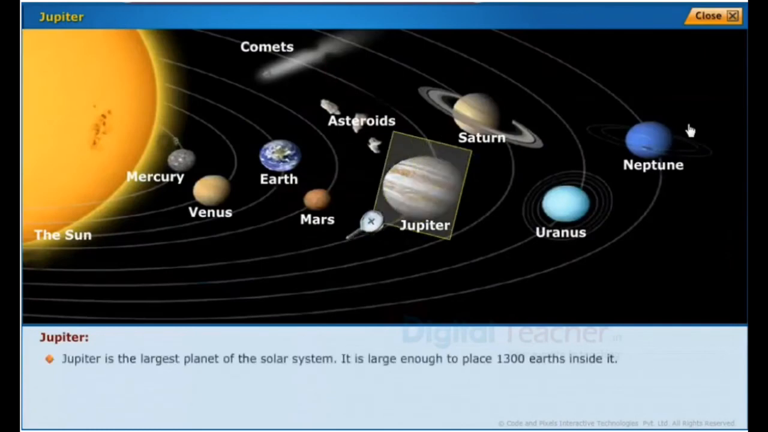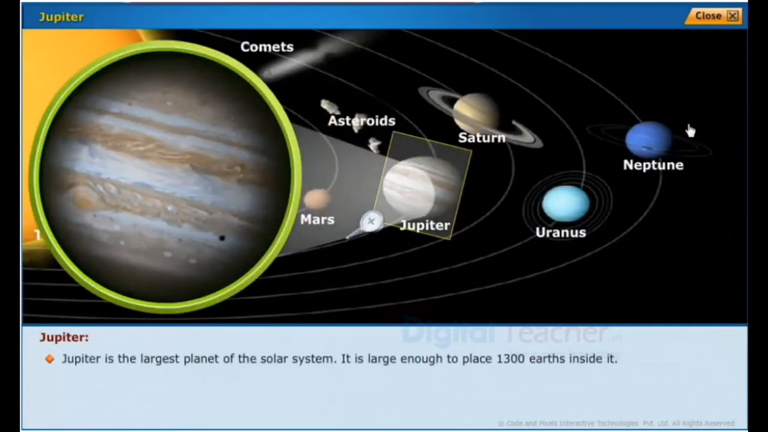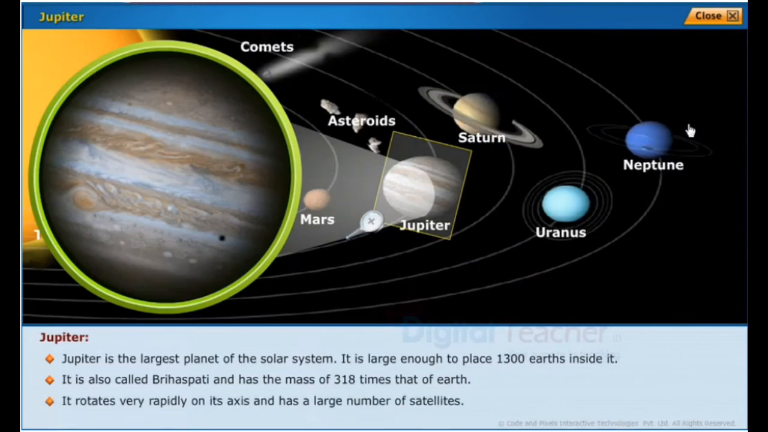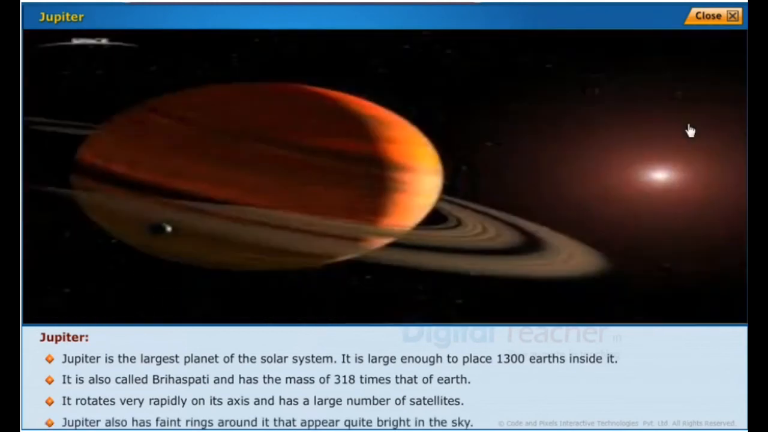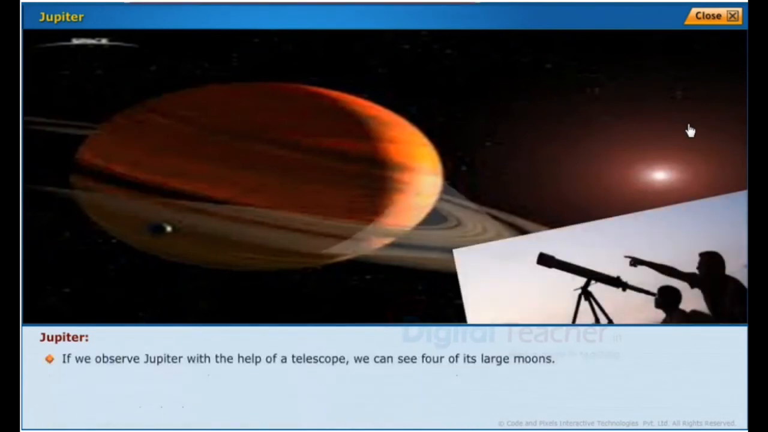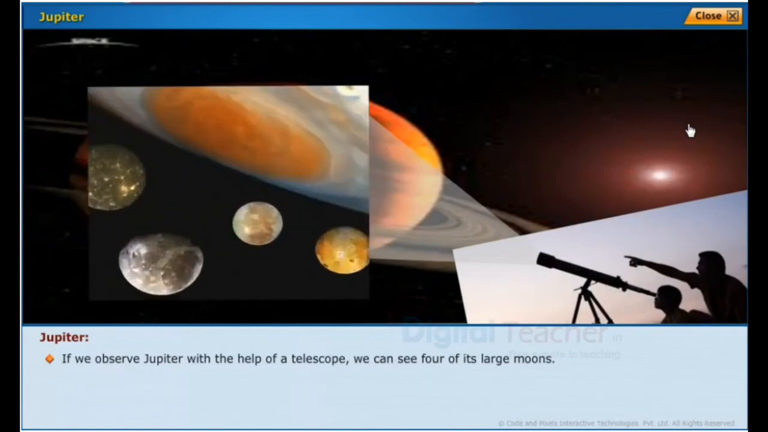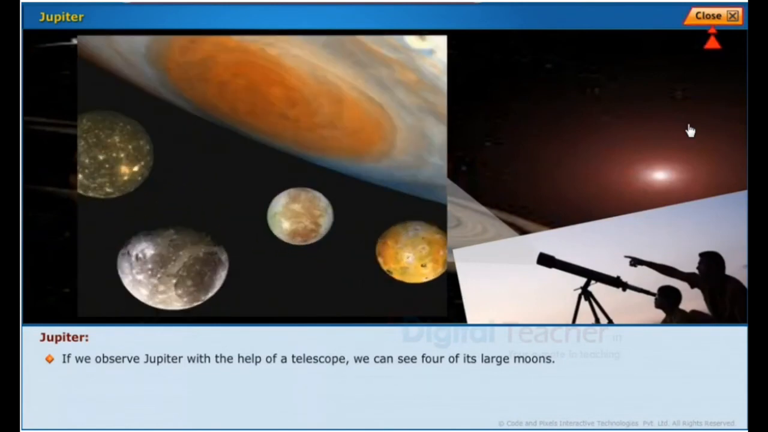Jupiter. Jupiter is the largest planet of the solar system. It is large enough to place 1300 Earths inside it. It is also called Brihaspati and has the mass of 318 times than that of the Earth. It rotates very rapidly on its axis and has a large number of satellites. Jupiter also has faint rings around it that appear quite bright in the sky. If we observe Jupiter with the help of a telescope, we can see four of its large moons.